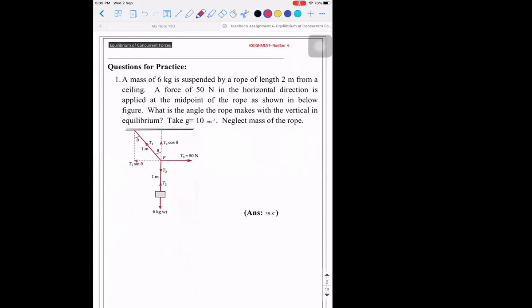Guys, I need some response. Yes or no? Yes, sir. Okay. So the first problem we have already solved, right? Yesterday we solved this.